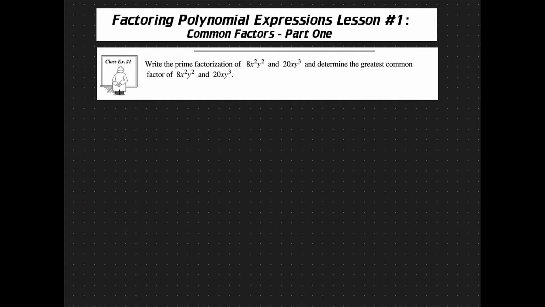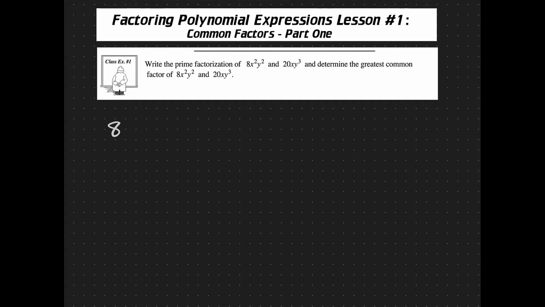Okay, so let's take a look at class example number 1, where it says do prime factorization for 8x squared y squared and 20xy cubed, and then determine the greatest common factor of those two. So we need to break those monomials down into their prime factorization. Let's do that for the first one.